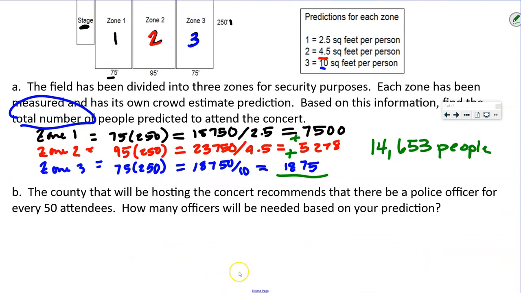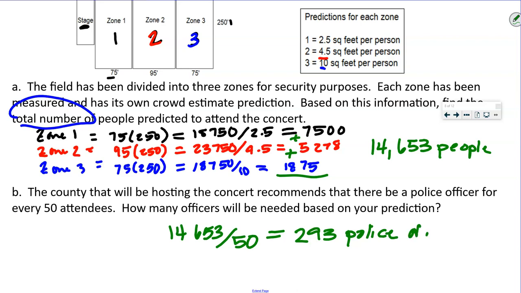It says the county that will be hosting the concert recommends that there be a police officer for every 50 attendees. How many officers will be needed based on your predictions? So we're going to take that 14,653 and we're going to divide that by 50. So when we do that, we get 293 police officers. That's a lot, y'all. I hope that's not true. That's going to be pretty expensive to hire them. All right, so that is population density.